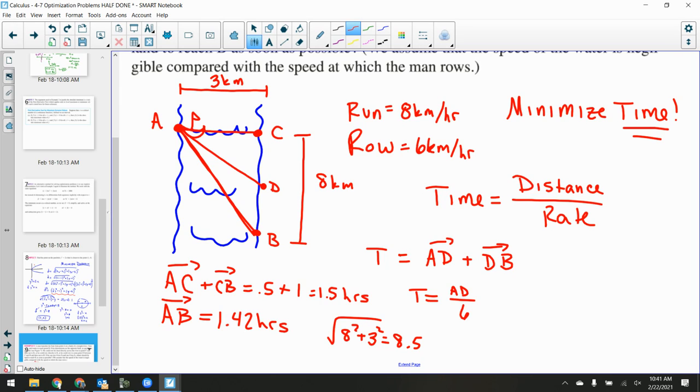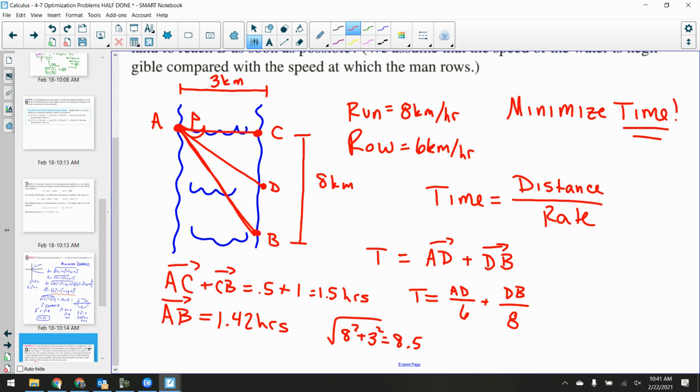Then let's take D to B. Well, D to B divided by what? 8. Okay, now I've got to come up with some sort of value that connects these things together. Okay? I've got to come up with some sort of value.